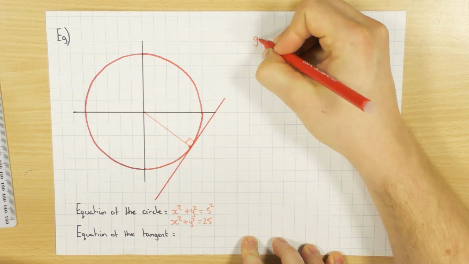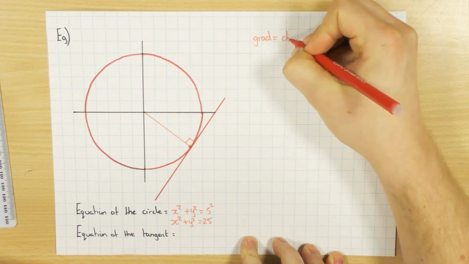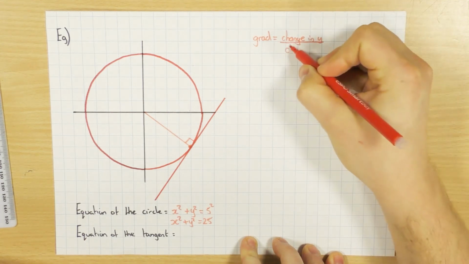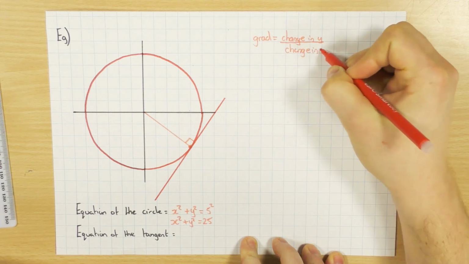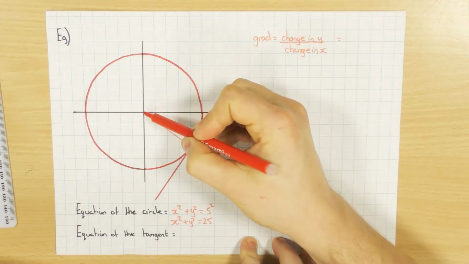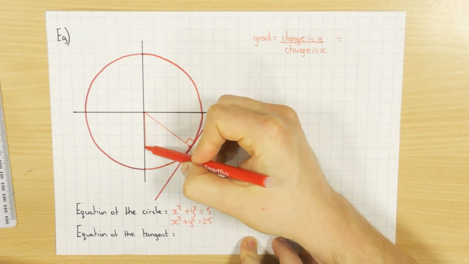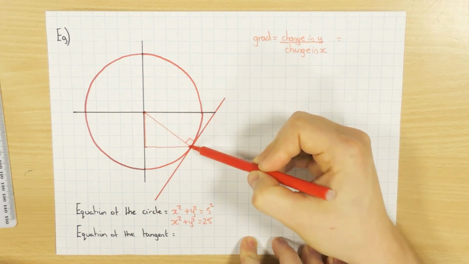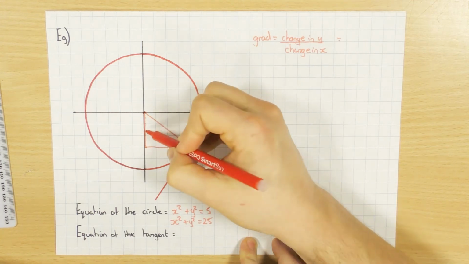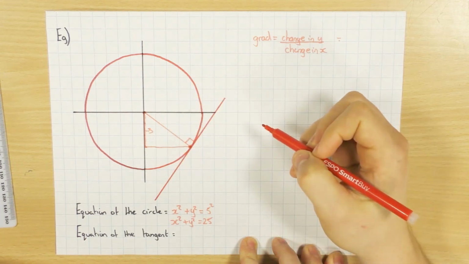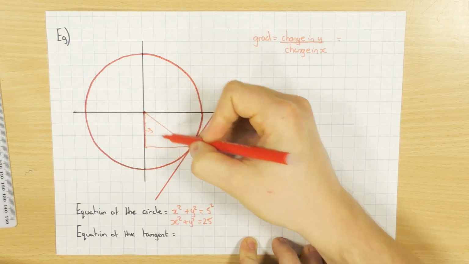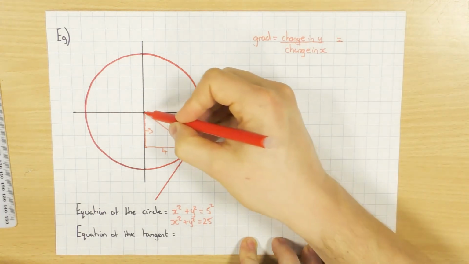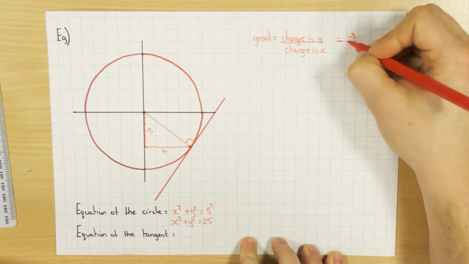So hopefully you can remember from your straight line work that the gradient is the change in y divided by the change in x. So what I'm going to do here is draw a little right angle triangle like so. What is the change in y from this coordinate to this coordinate? Well, it's 1, 2, 3. I've gone down 3, so remember it's minus 3. Across here from 0 to 4, what's the change in x? It's 4. So the gradient of the radius will be minus 3 over 4.